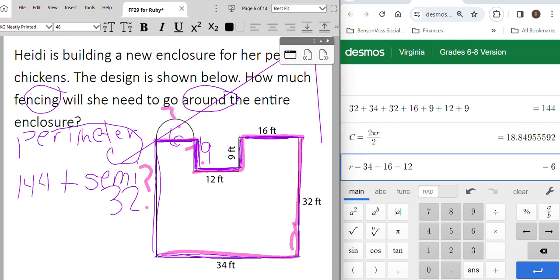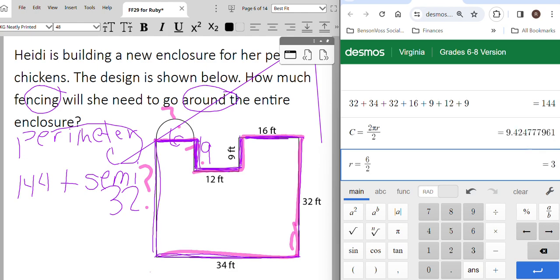The only problem is that that is my diameter and I need it to be a radius. So I'm going to come back over here. I'm going to put in the 6 that I found and I'm going to cut it in half. I'm going to divide it by 2. So that means my circumference, this part right here of that semicircle, is going to be 9.4.